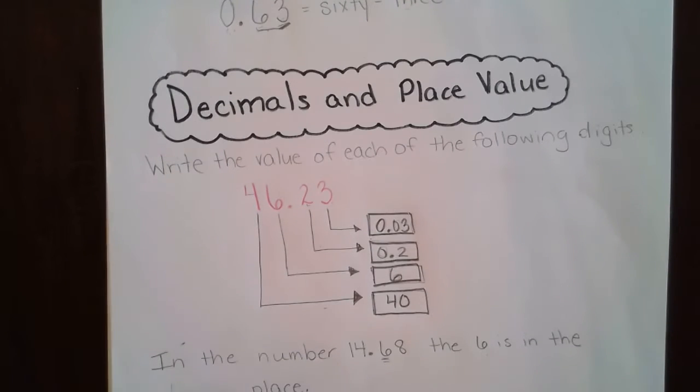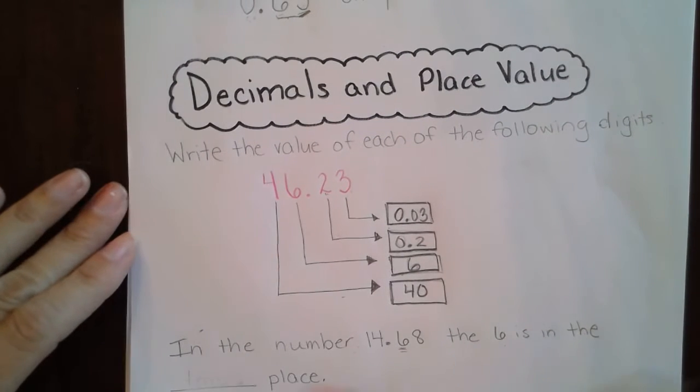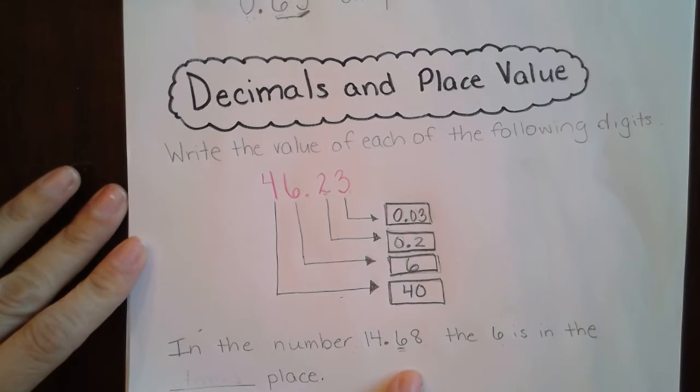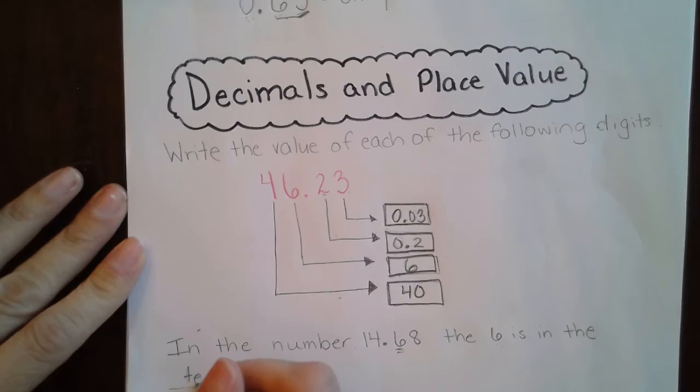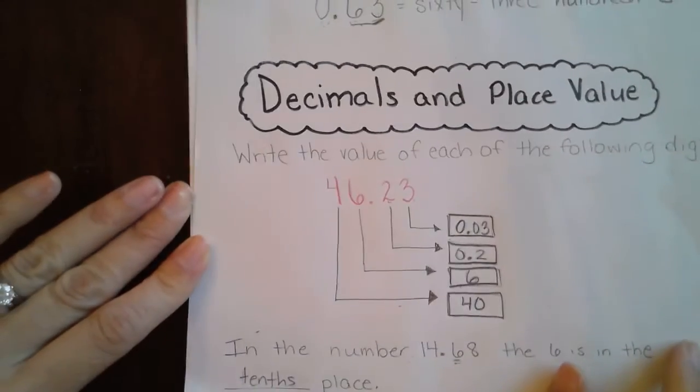Another way we can ask a question about place value with decimals is to say, in the number 14.68, the 6 is in the what place? The 6 is in the tenths place.